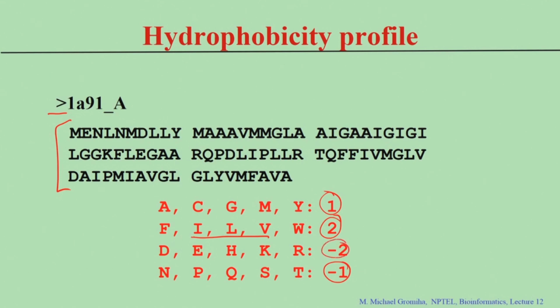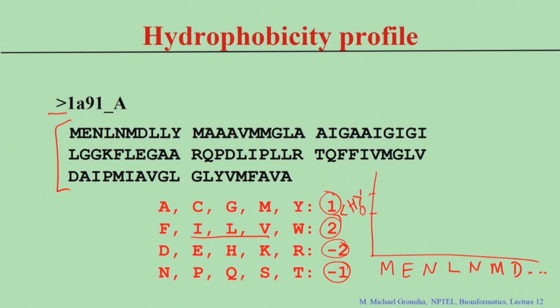So, now we take the amino acid residues versus these hydrophobic indices. What is a hydrophobicity profile? It is a plot connecting a sequence versus the values. So, here what is the sequence? M, E, N, L, N, M, D and so on. Here we can put the hydrophobicity value. The first one is M. What is the value for M? 1. So, you can put here this is 0.